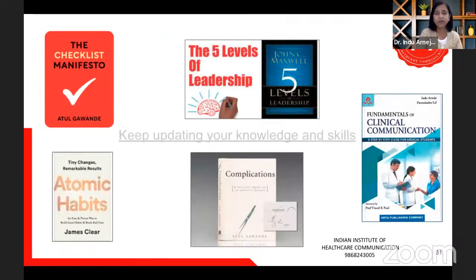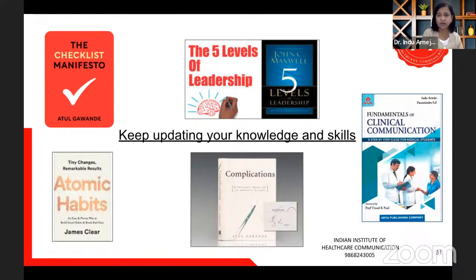At the same time, make sure that you keep updating your knowledge and skills. Keep reading books related to your subject. Keep reading articles. Not only this, communication, interpersonal skills and interaction have a lot of human element and human psychology element. People will ask you questions related to those aspects also.